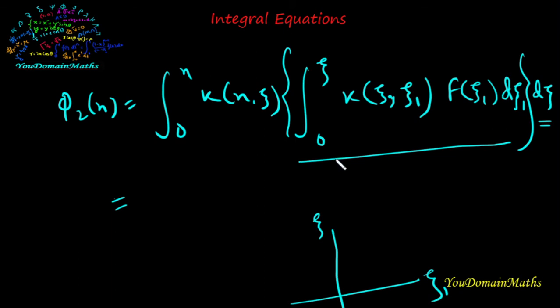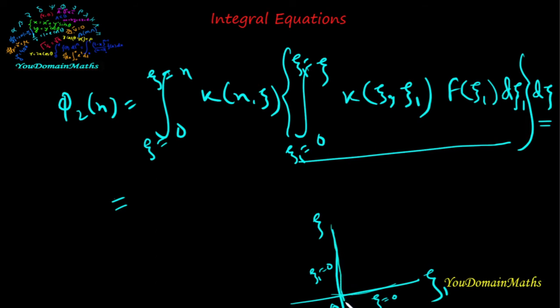So if we write this, this is the origin. From this we can write: this is ξ = 0, this is ξ = x, and this is ξ1 = 0, and this is ξ1 = ξ. So what is the relation here? ξ = 0 here, and ξ1 = 0 here.